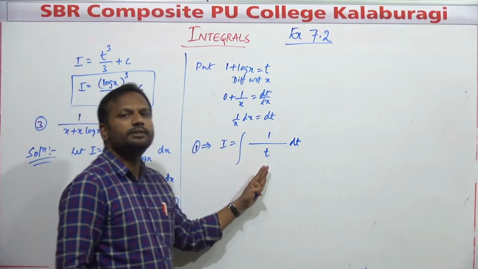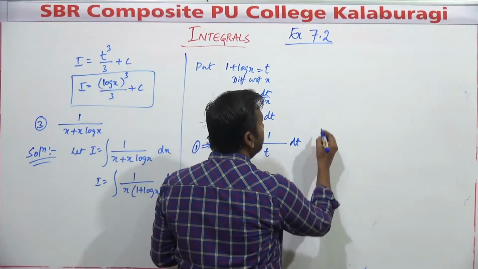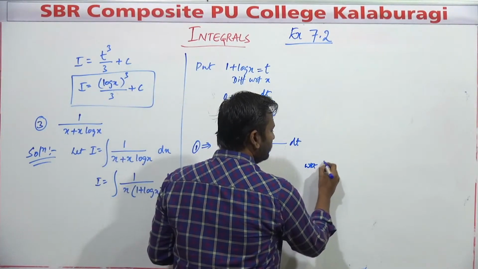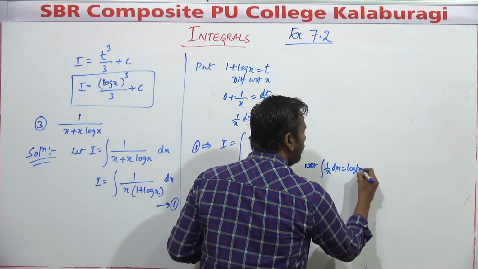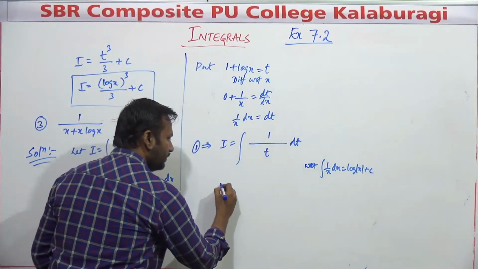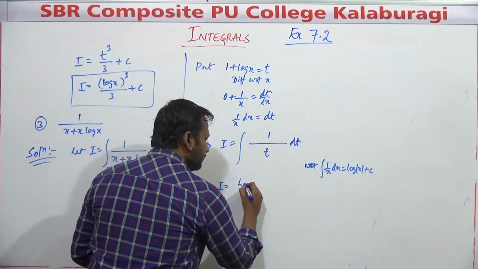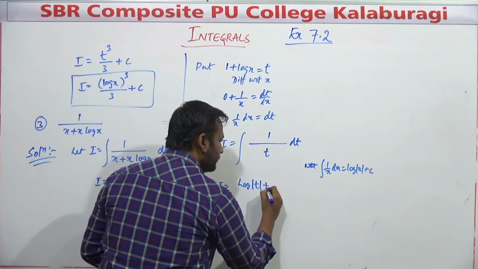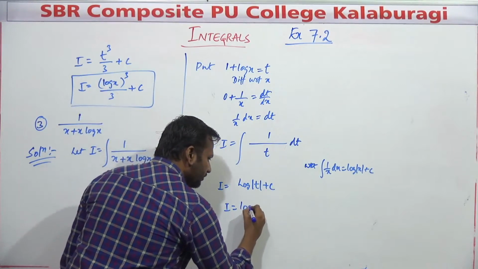Now it has become the simplest form, right? So again we know this formula. What is the formula? Integral of 1 by x dx is log of mod x plus c. So son, this formula you know. Apply it. It is with respect to t. What happens now? Log of mod t plus c. Understood? So I is equal to log of mod.